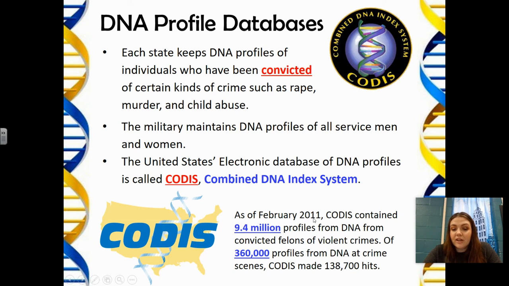As of February 2011, CODIS contained 9.4 million profiles. So this was 9 years ago. I need to look up a current one. That number is going to have gone up. From the DNA from convicted felons or violent crimes, of 360,000 profiles from the DNA to crime scenes, CODIS made 138,700 hits. Just showing you that, obviously having it in a database helps us catch bad guys. If we could get more into the system, we probably could catch more bad guys.